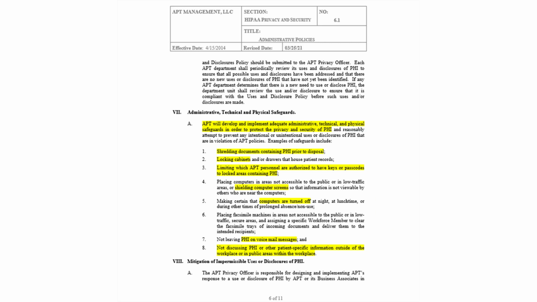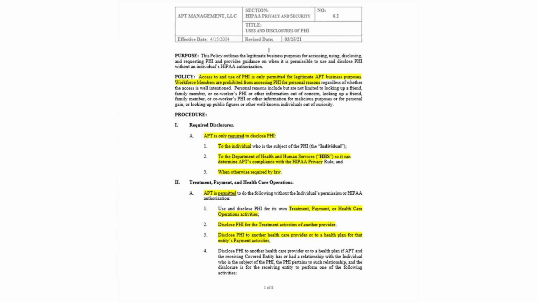Turning off computers at night. Encrypting records sent electronically. Not leaving PHI on voicemails. Not discussing PHI in work common areas, and avoid using patients' full names. Section 6.2 Uses and disclosures of PHI were mentioned in the previous section.